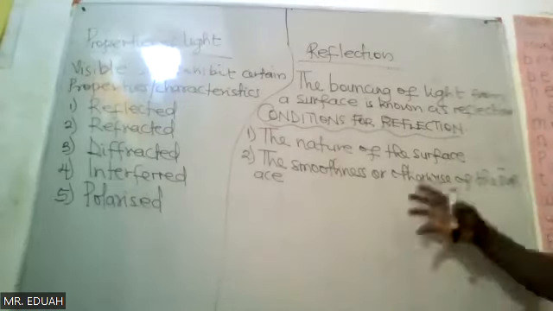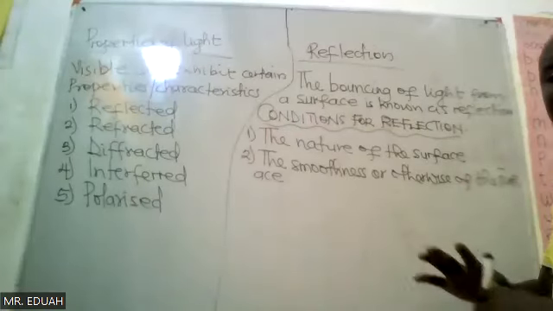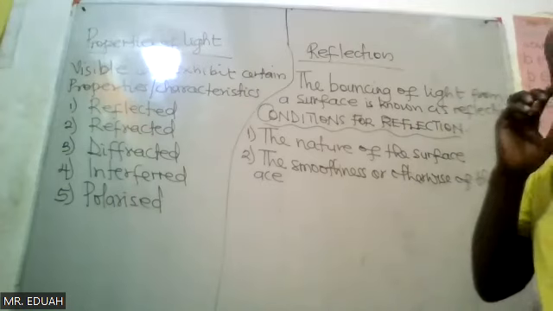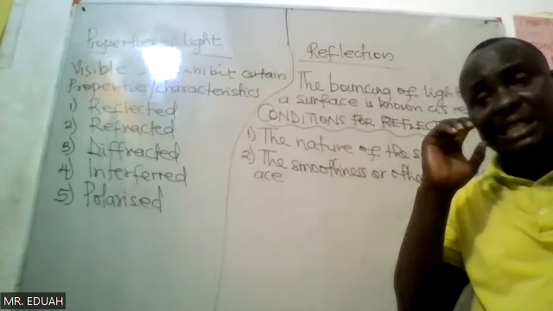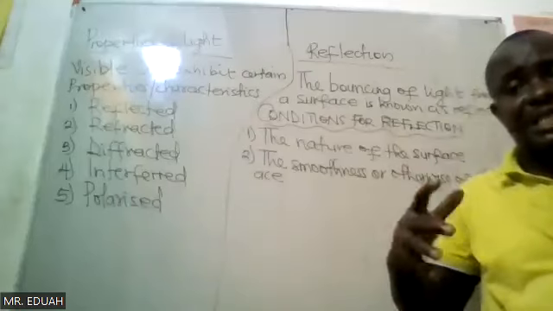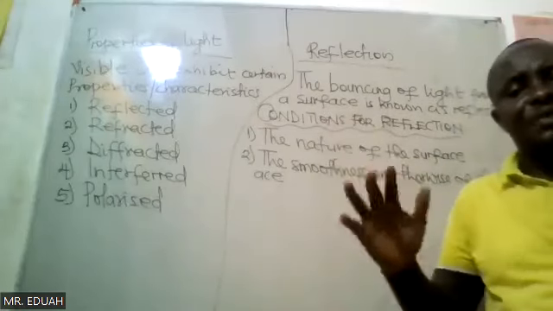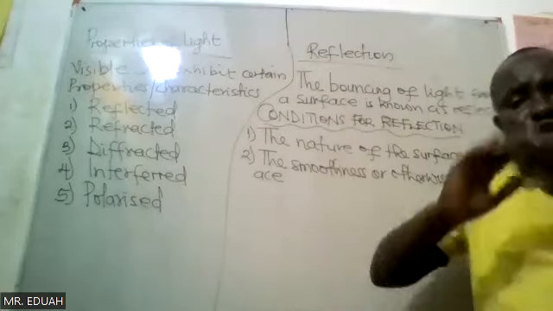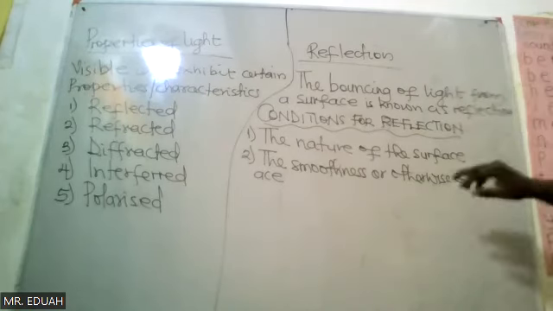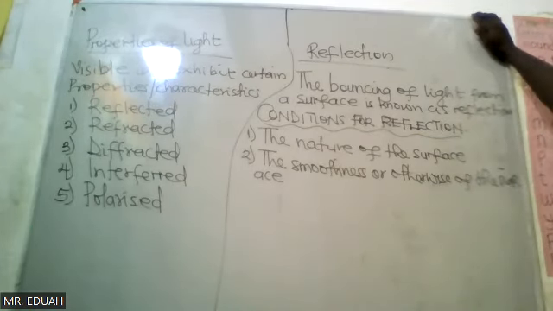But if the surface is smooth and well polished, then the extent of reflection will be high. The reflected rays will be in a certain manner, and so you will see that, yes, reflection has actually taken place. So these are the two main conditions for reflection to occur. Any question?